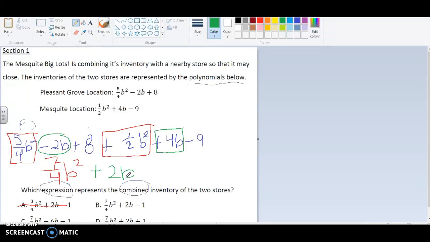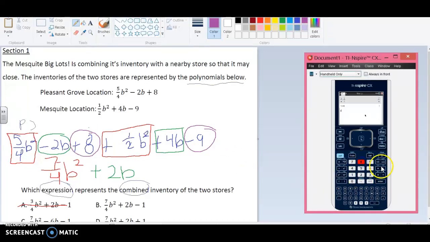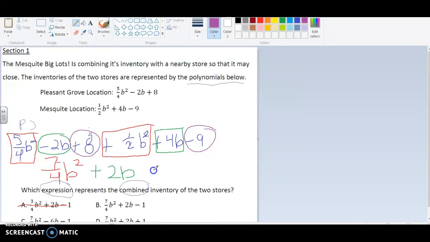And then last but not least, we've got a positive 8 and a negative 9. So positive 8 and a negative 9. I'm just going to do 8 plus negative 9. So that would be negative 1 or minus 1. So my final solution should have 7/4 b to the power of 2 plus 2b minus 1. So that looks like it's going to be answer choice B.